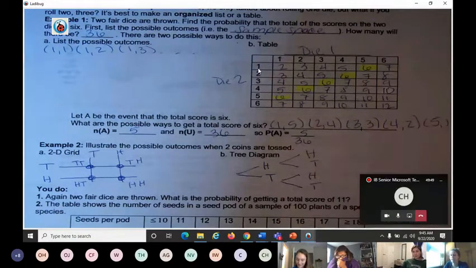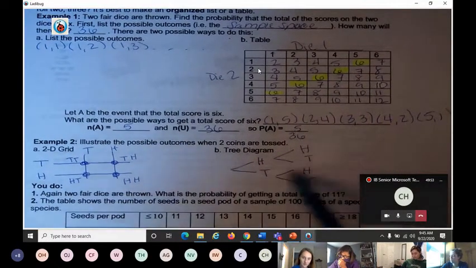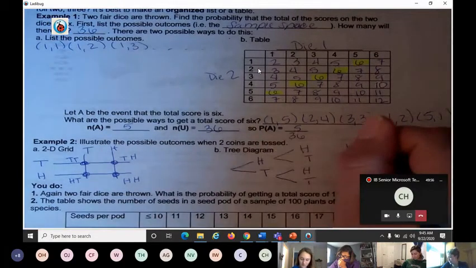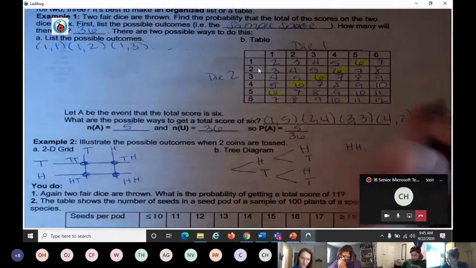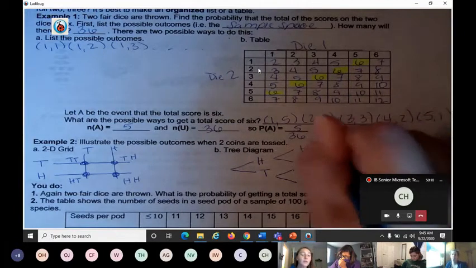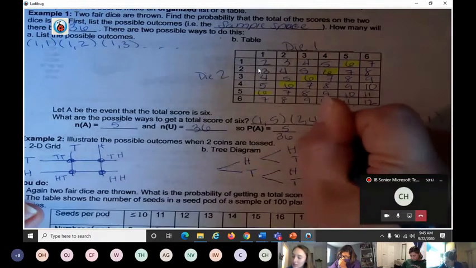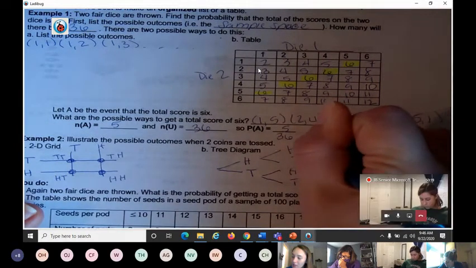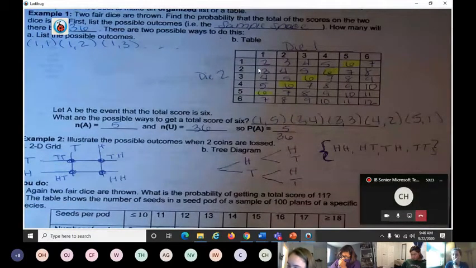And then to get the tree diagram outcomes, you would just run along each possible branch. So we could get heads, heads. We could get heads, tails. We could get tails, heads. Or we could get tails, tails. And those would be the sample space. Sorry for my ugly curly bracket. Okay, what questions do you guys have?